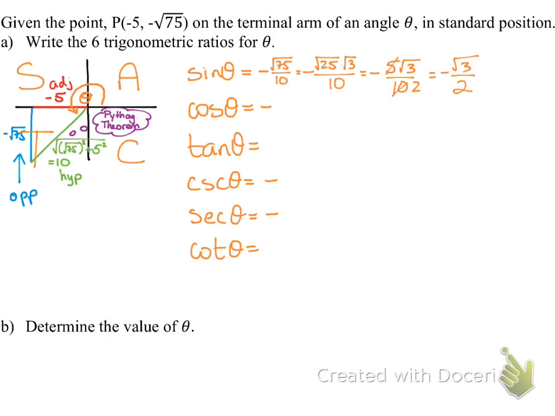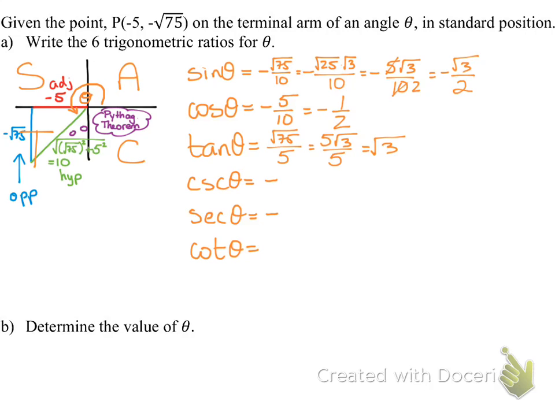So cos theta is just adjacent over hypotenuse, so -5 over 10, which simplifies to -1 over 2. Tan theta is going to be opposite over adjacent, so 75 over 5. And again, √75 simplifies to 5 roots of 3, and 5 over 5 cancels out to √3.